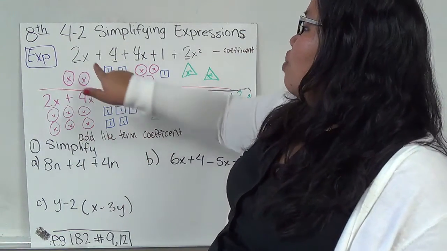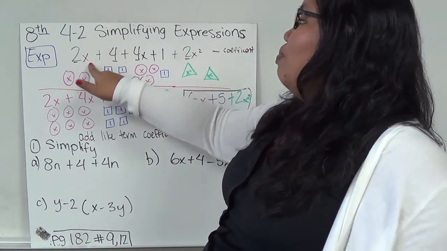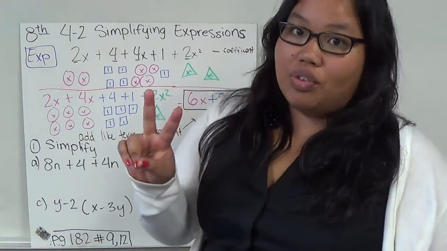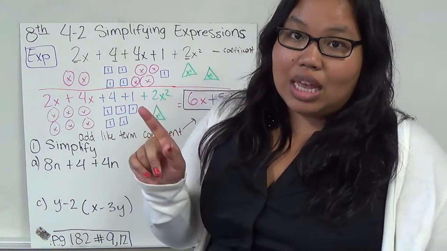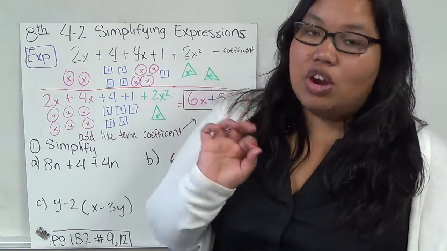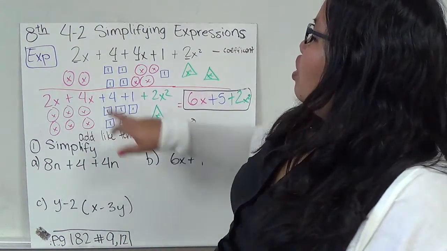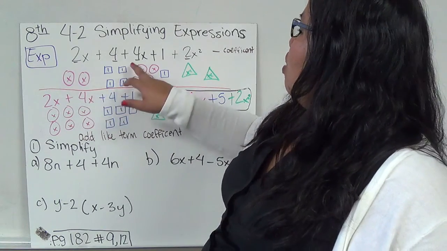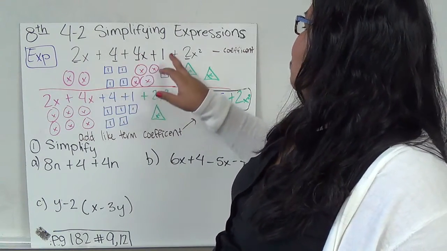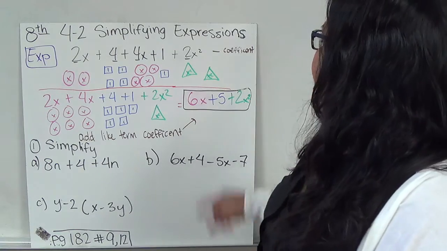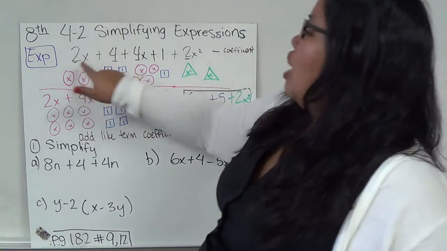So anything with an x, I can combine with another x. But even x and x squared are two different things. So they're not even like terms. So it has to be the exact variable or the exact combination of variables. For example, I have 2x plus 4 plus 4x plus 1 plus 2x. These are the coefficients, the ones I've underlined.